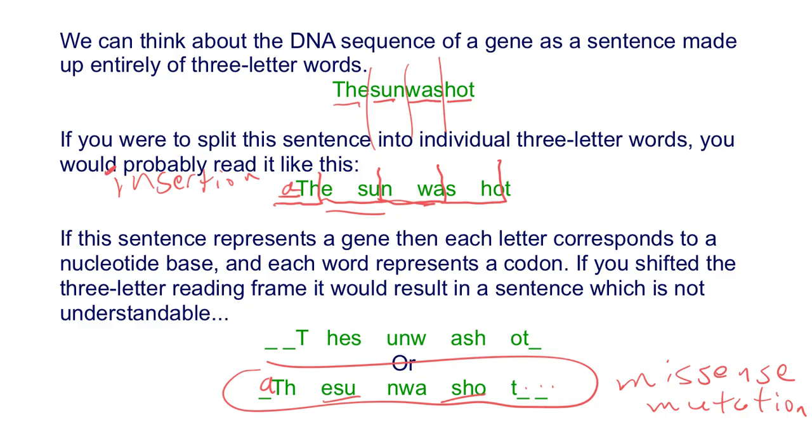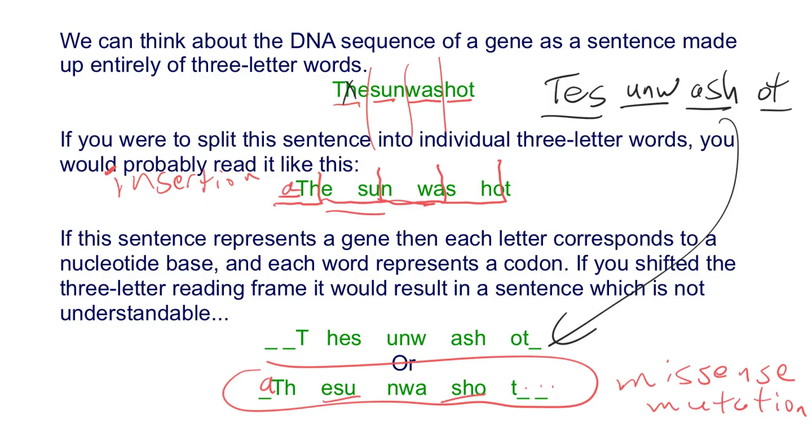So when you have an insertion or a deletion, if you had a deletion, the same thing would happen. Let's say it went to T. Okay, I lost the H. So it was "Tes unwa ash" and then just "ot", which wouldn't make sense because something is missing, or it would keep on being messed up down the line on the DNA. So that doesn't make sense either. And that's what they're trying to show here.